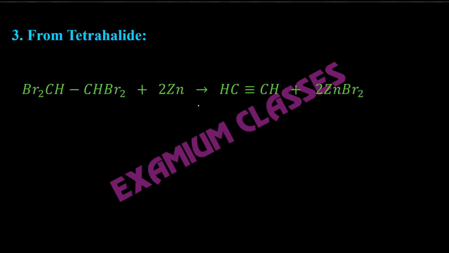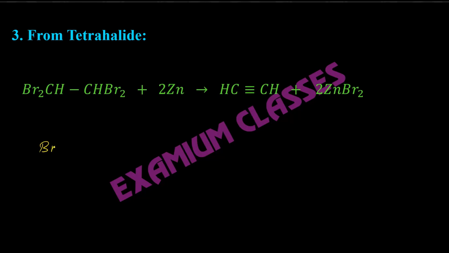If you want to write this reaction, just get it reacted with zinc and you will get ethyne. Now, if you remember, we have talked about a similar reaction in the preparation of alkenes, but that was from vicinal dihalide.